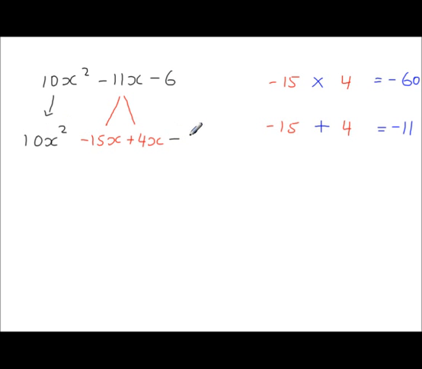And then as before, if we take the first two terms, the two terms on the left, and fully factorize them. So what can I take out from both of these? Well, there's a 10 and a 15 there, so we can take 5 out, and there's an x in each of them. So 5x times 2x will give 10x squared, and 5x times minus 3 will give minus 15x.